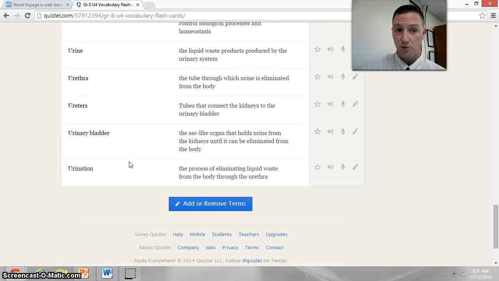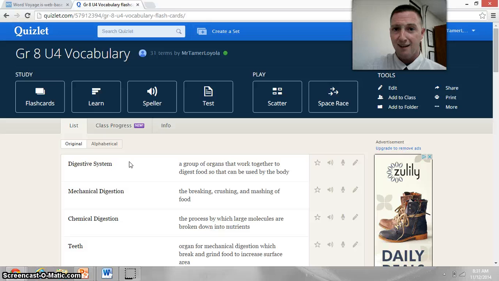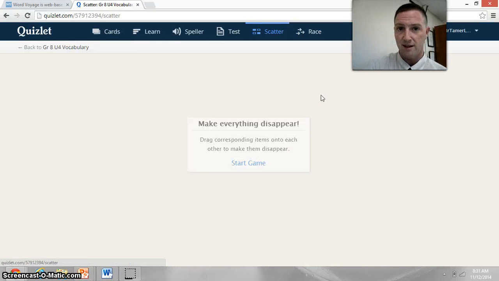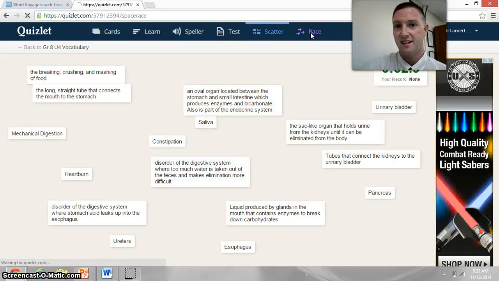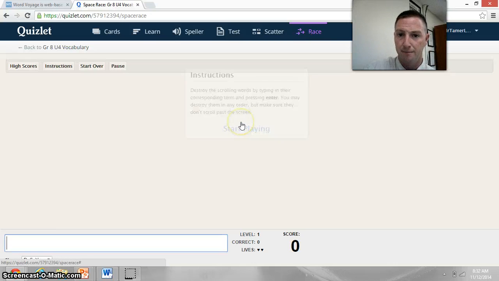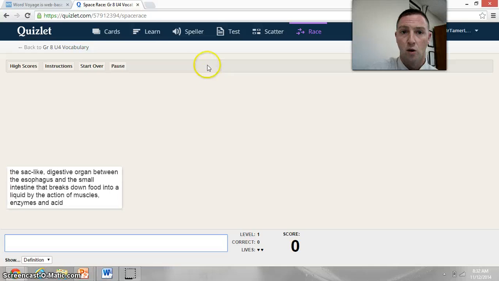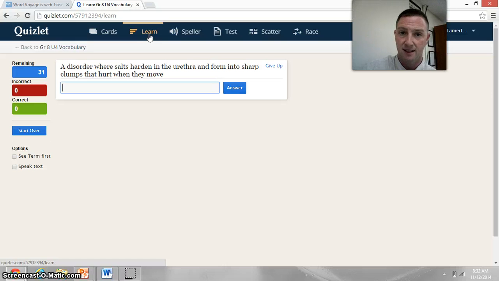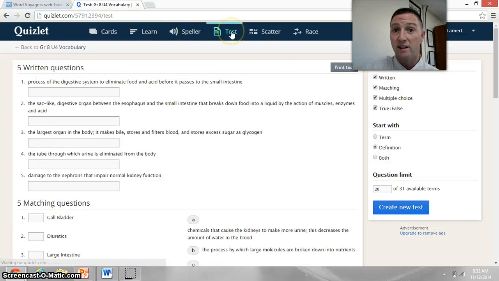If you haven't used Quizlet before, even though I've suggested it, you can play games. You can do scatter, which scatters the words all around, and you have to pair them and make everything disappear. Or you can do a race: as the words go across the screen, you have to define them. Or you could do a little quiz of yourself, or you could have a test. I don't think anybody should be missing any vocab. This is straight memorization. They're words we've used multiple times. So make sure you know your vocab.